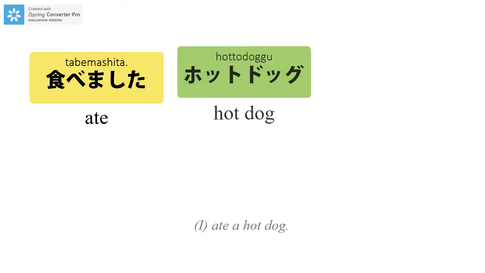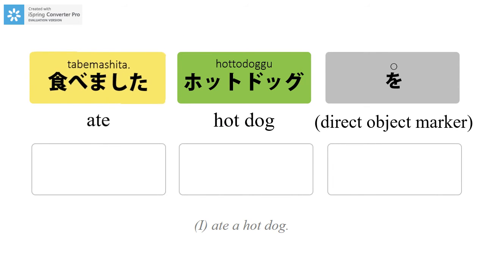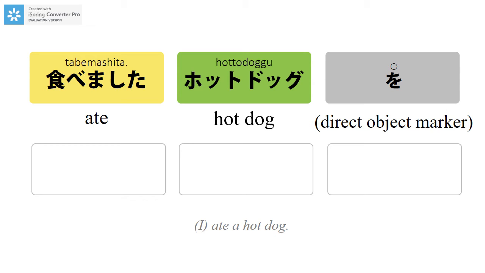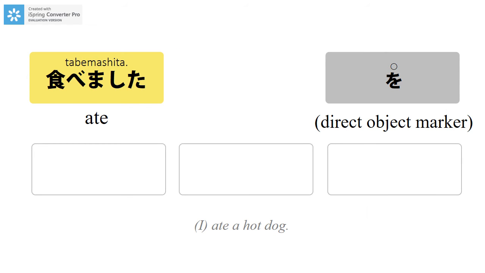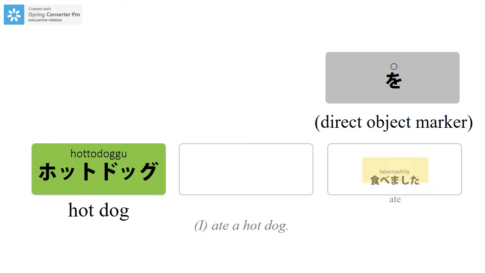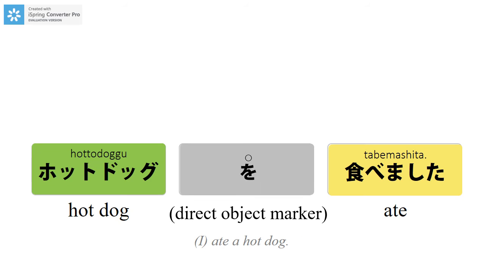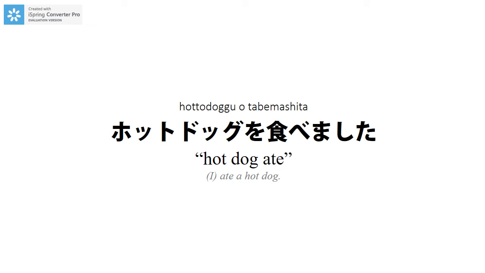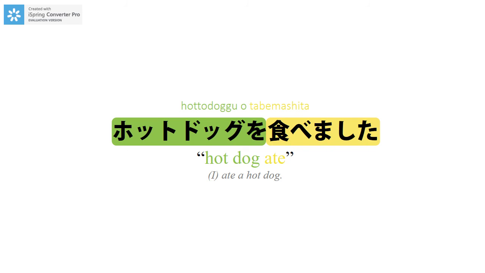Try to create the sentence, I ate a hot dog, from these sets of words. 食べました。ホットドッグを。 Okay, got it. The object goes first, so let's put hot dog here and the verb goes last. So let's put it at the end. Finally, we connect them using the appropriate particle and that's it. ホットドッグを食べました。 Which means I ate a hot dog in Japanese. ホットドッグを食べました。 You can create any basic sentence like this in Japanese if you simply know the word for the object and the verb in Japanese.